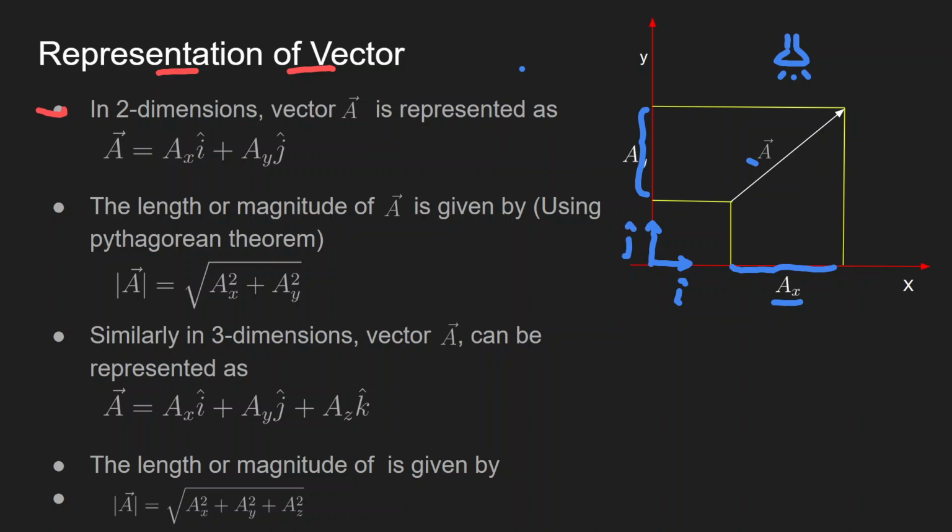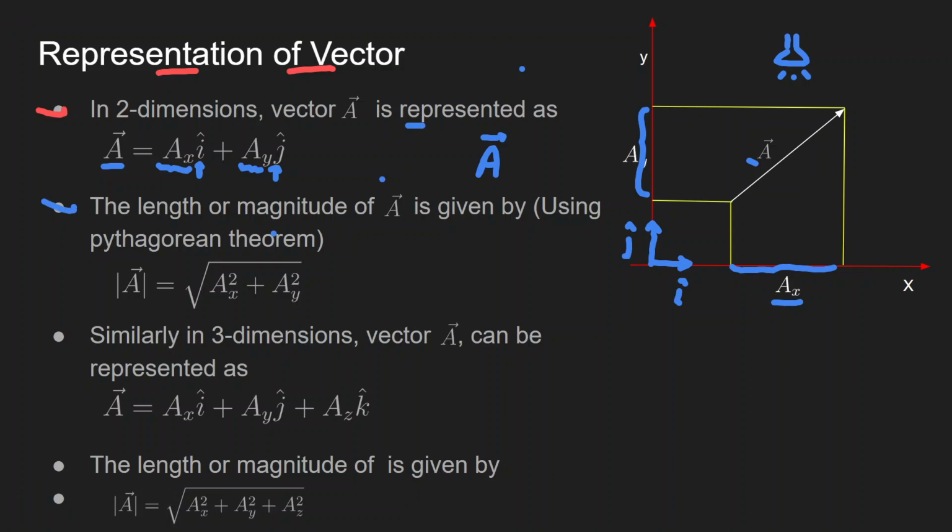Now what is a unit vector? It has the magnitude 1. So in 2 dimensions, the vector A is represented as this vector A. A vector is represented by that letter with a bar or arrow on top of it. So vector A is equal to the component of vector A along the x-axis in the direction of x, plus the component of vector A along the y-axis in the direction of y. So this is how a vector is represented.